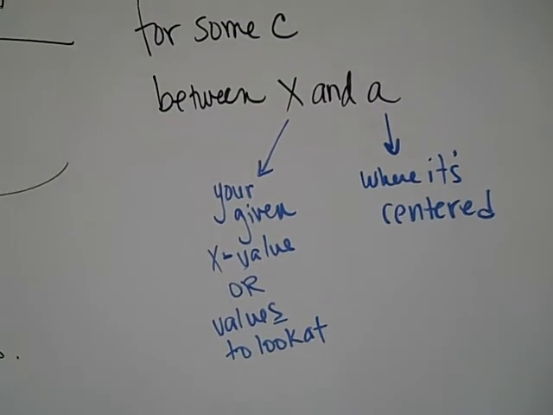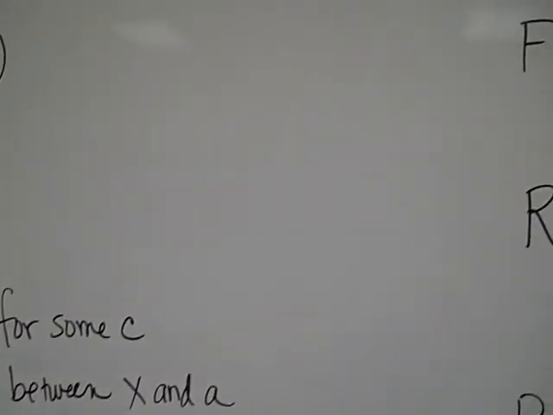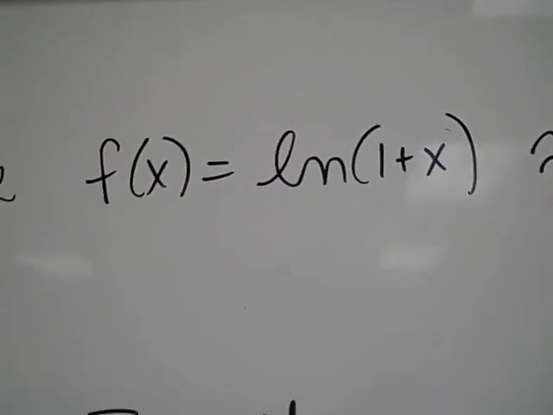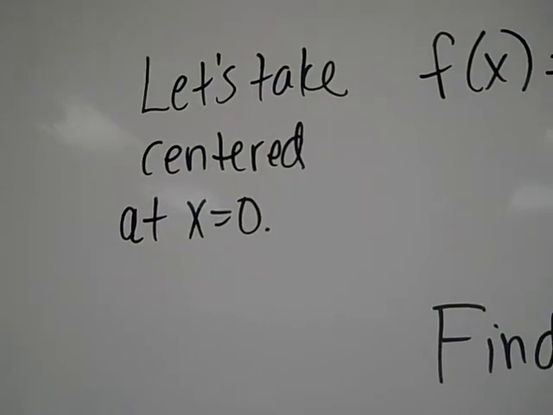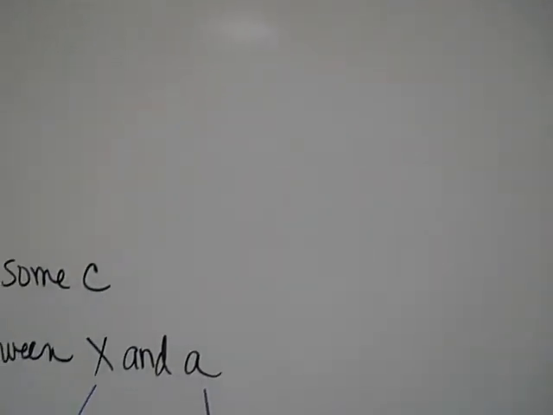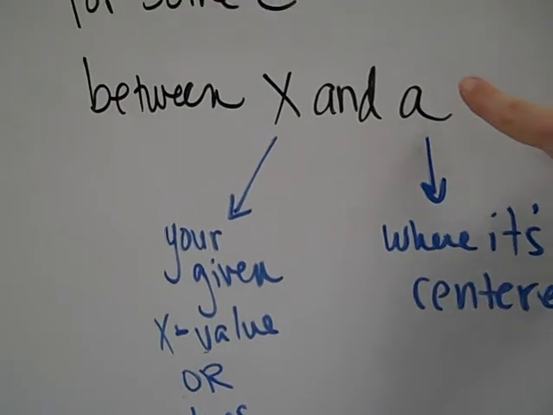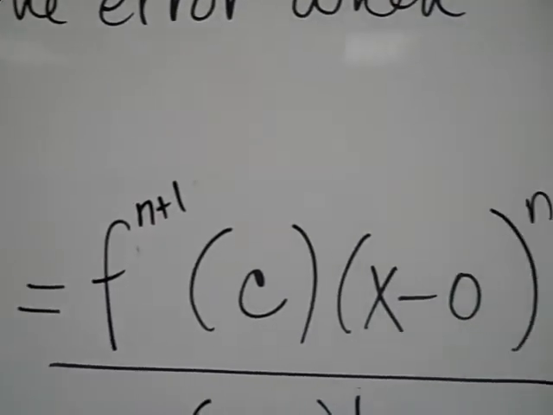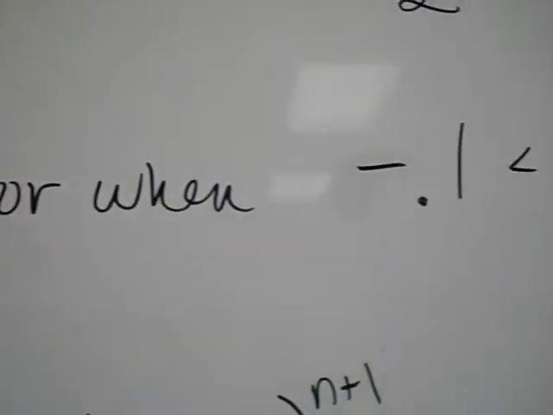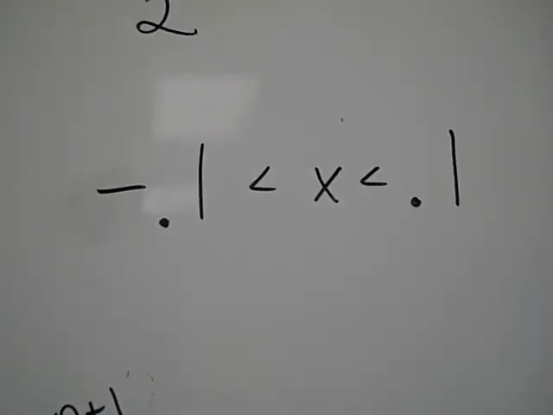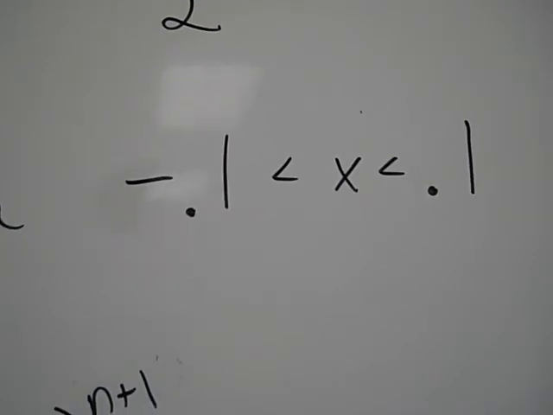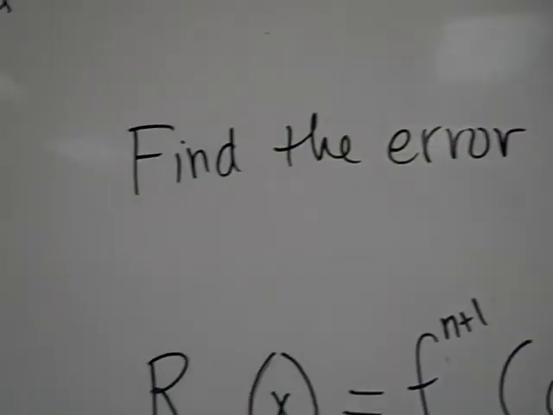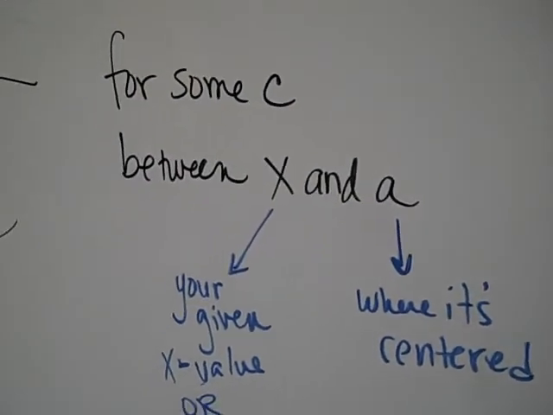So what I mean is, you're going to be looking at a problem like this. Let's take f of x is the natural log of 1 plus x, centered at 0. If that's the case, if it's centered at x equals 0, then that means my a is where it's centered. And I'm going to ask, find the error when x is between negative 0.1 and 0.1. Those values are my x values of error that I'm given to look to find. Okay, I don't know if that's clear.